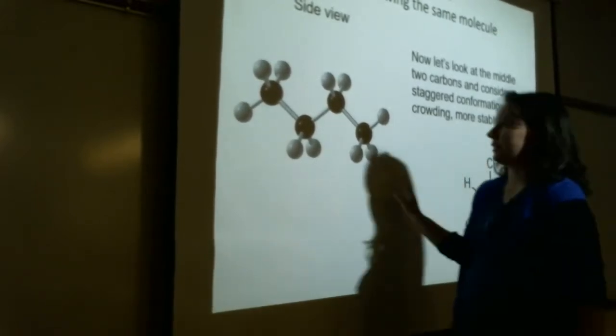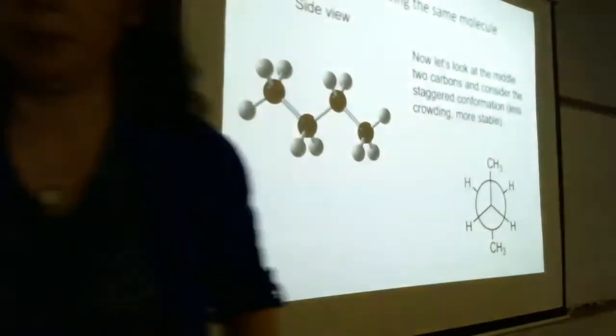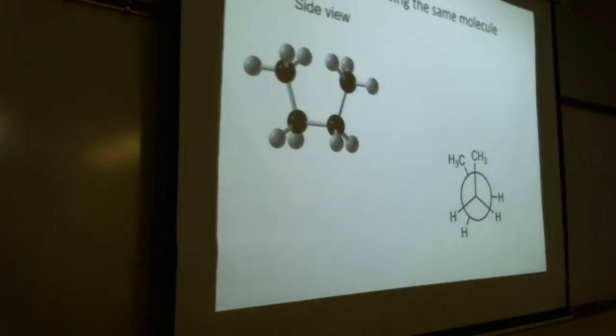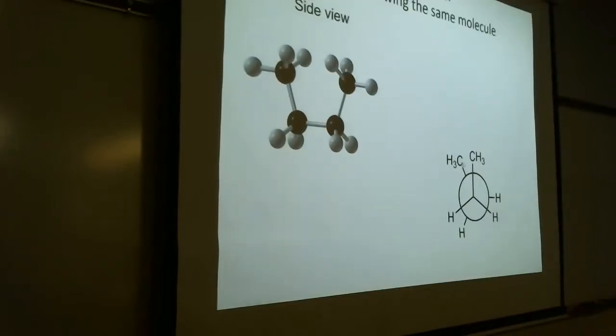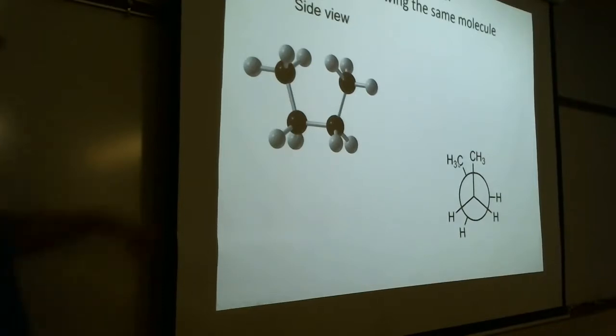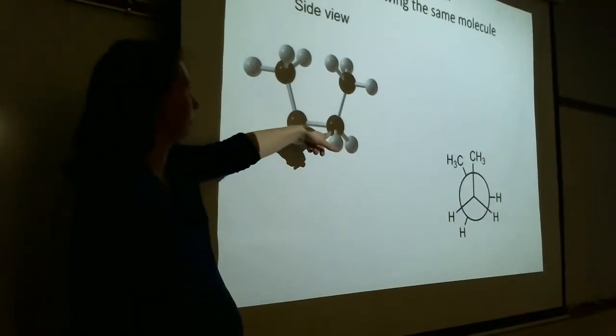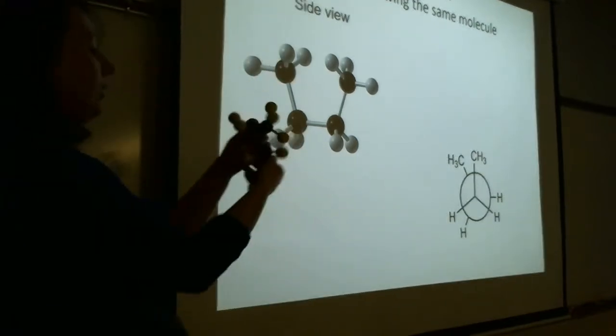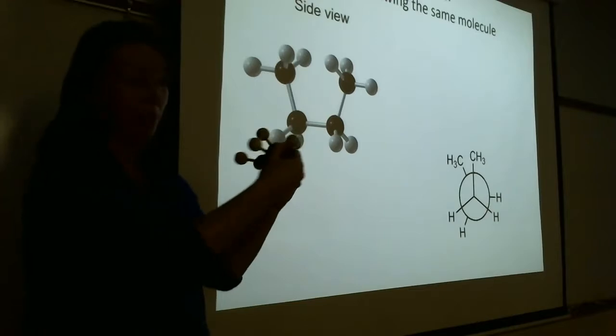So which one is that? Staggered or eclipsed? That one's staggered, right? And then there's eclipsed. This is behind this one. They're crashing into each other. But again, is this named any differently? No. Conformations are just the result of rotating along a carbon-carbon single bond.